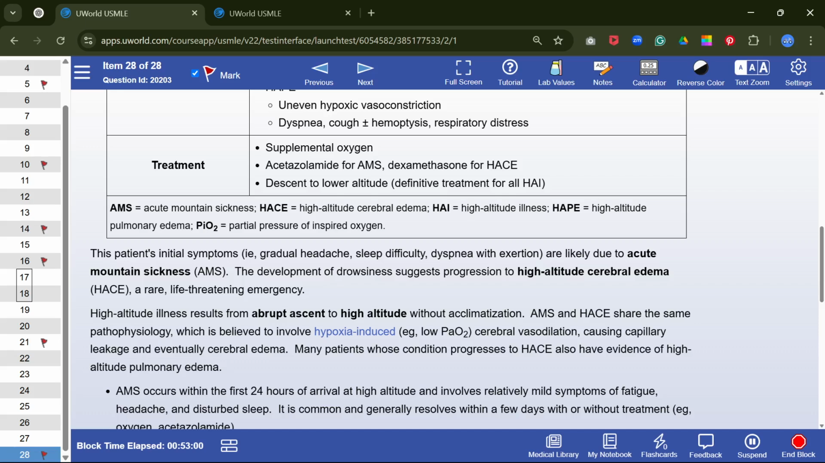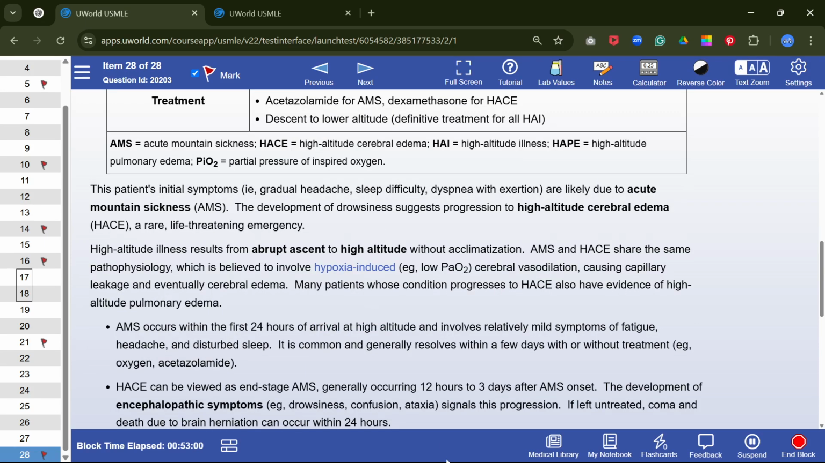High altitude illness results from abrupt ascent to high altitude without acclimatization. Acute mountain sickness and high altitude cerebral edema share the same pathophysiology, which is believed to involve hypoxia-induced low PaO2, cerebral vasodilation causing capillary leakage, and eventually cerebral edema. Many patients whose condition progresses to high altitude cerebral edema also have evidence of high altitude pulmonary edema.